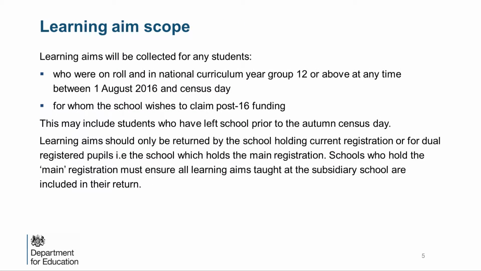The learning aims recorded on the census should provide a full history for an academic year and not just a snapshot of the position on census day. Therefore, any student for whom the school wishes to claim post-16 funding has or had an enrolment status of current or dual main and enrol in National Curriculum Year 12 or above at any point since the 1st of August of the previous academic year must be included on your return.